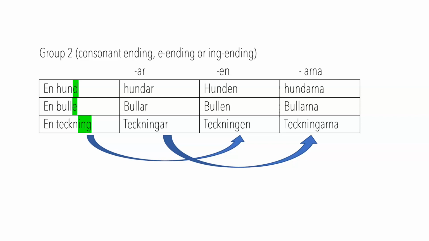And then we have the noun en bulle, a bun, which ends with an E, so that's also a group 2 noun. It becomes bullar in plural indefinite form, bullen in singular definite form, and bullarna in plural definite form. And the last one is en teckning, a drawing. It becomes teckningar in plural indefinite form, teckningen in singular definite form, and teckningarna in plural definite form.